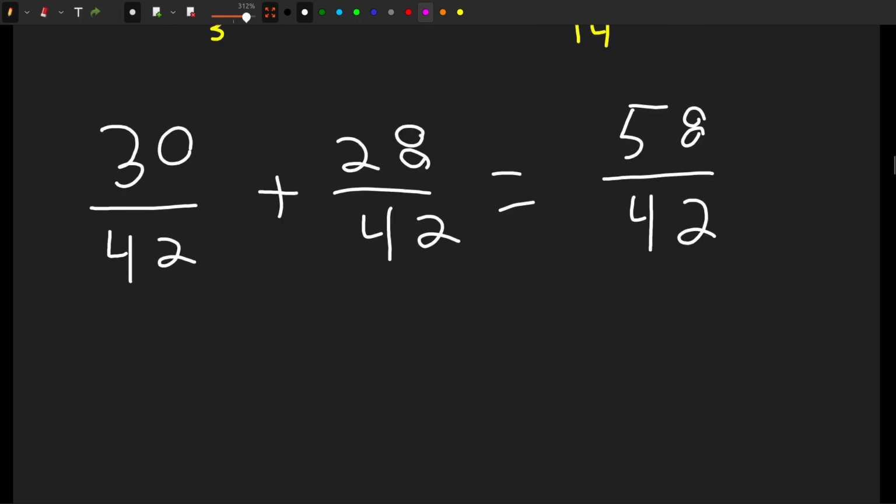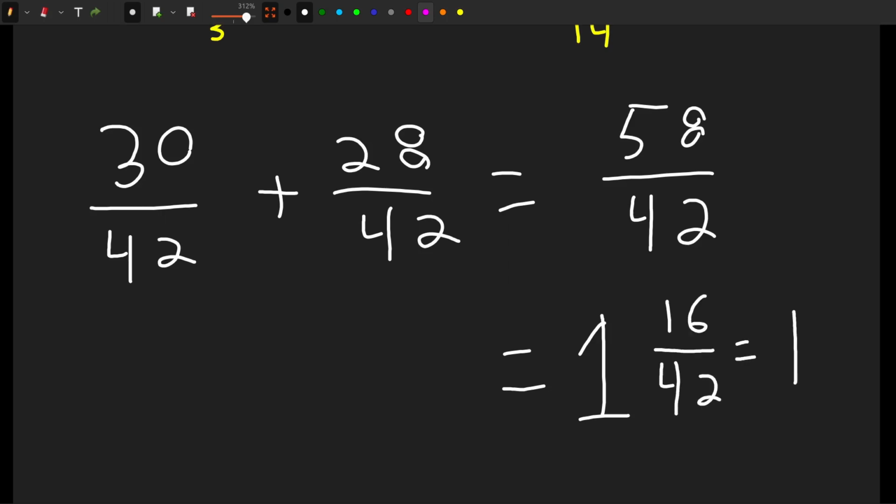Additionally, you can change them to be a mixed number, and you can take out a factor of 42 from the top, and you'll be left with 1 and 16 over 42. And then even then, this could simplify down to 1, and both of them have a 2, and you are left with 8 over 21 if you take a 2 from the 16 and the 42.